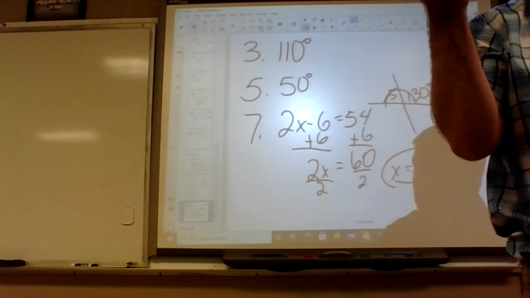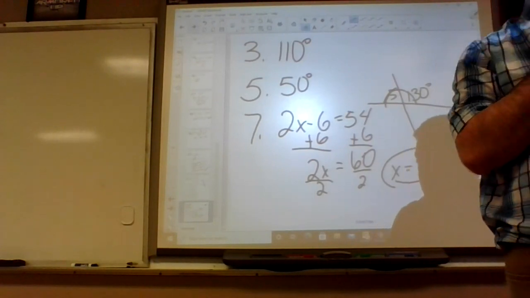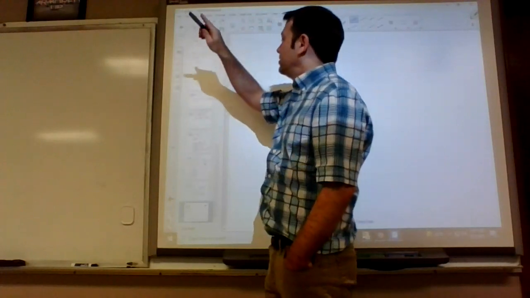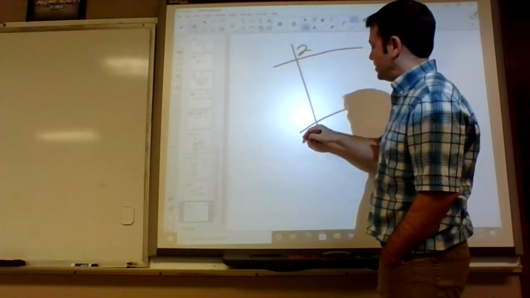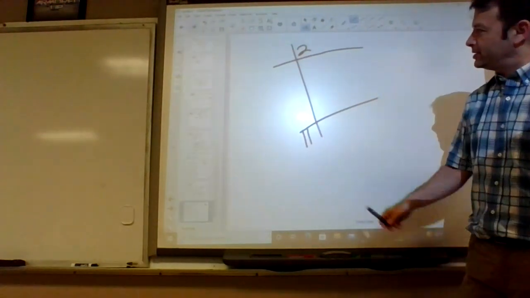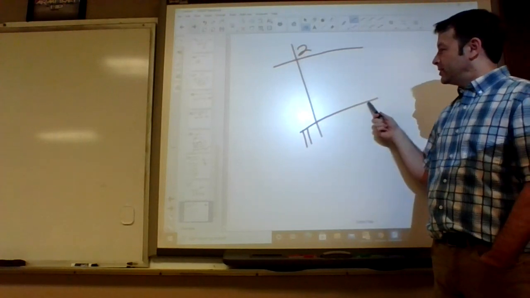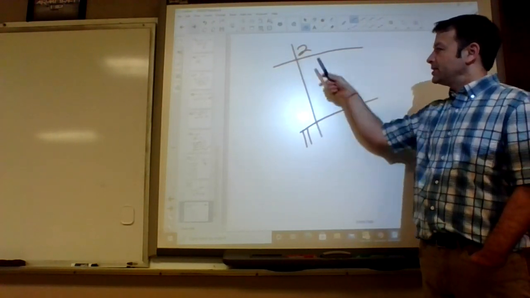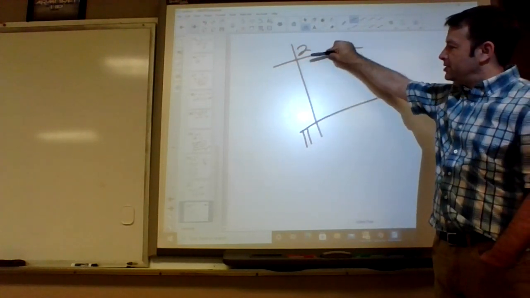Okay, what kind of angles are angles 2 and 11? Alternate exterior. Yes. If alternate exterior angles are congruent, then what two lines have to be parallel? They're alternate exteriors on these two lines. This line is called a transversal. These two would have to be the parallel lines.